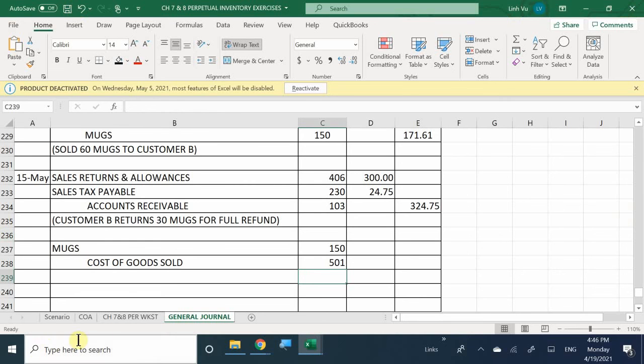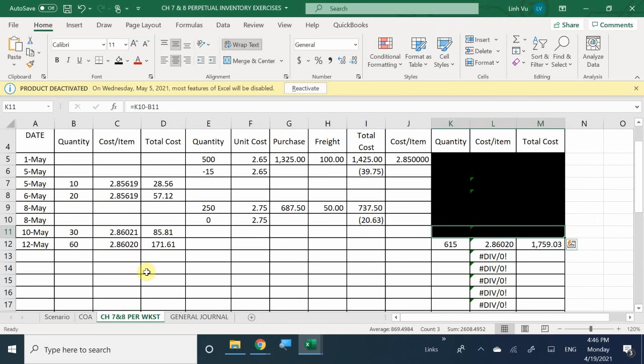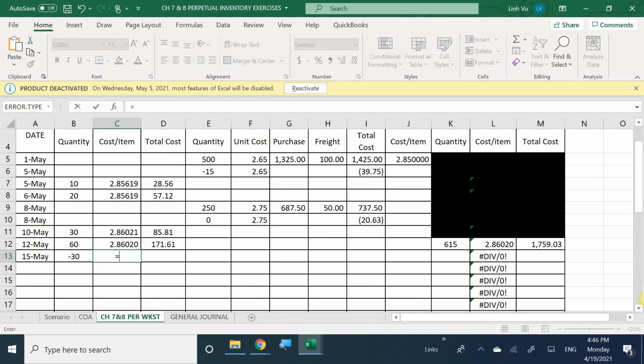and place it back into your inventory. So in this case, let's go back to my inventory worksheet, and let's recognize that we're undoing our cost of goods sold. So once again, it is now May 15, right? We're going to return 30 items, so negative 30. Now in this case, at what cost am I going to use?